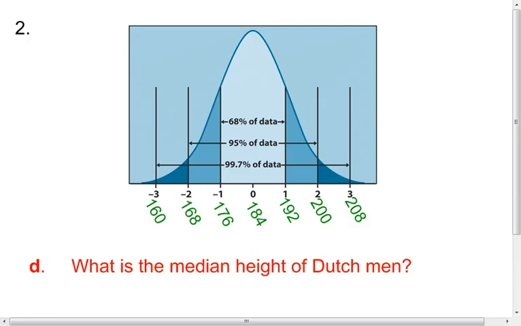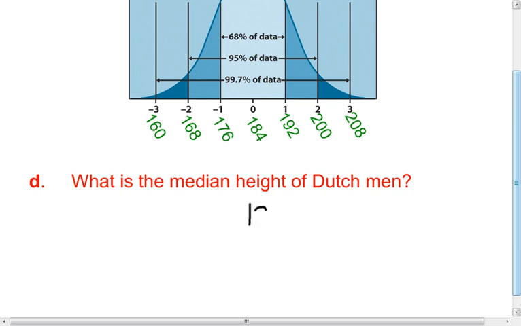All right, and then lastly, what is the median height of Dutch men? Well, on a symmetric curve, the mean and the median are going to be the same. So if the mean is 184 centimeters, guess what? So is the median.